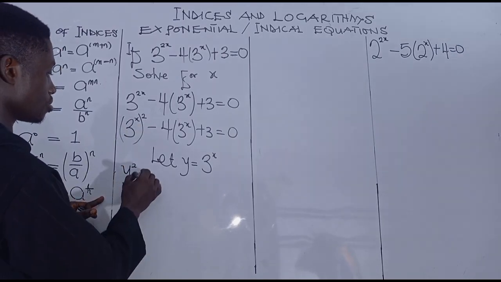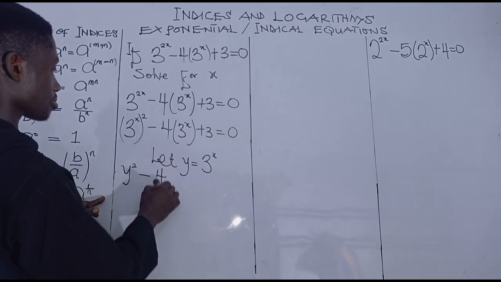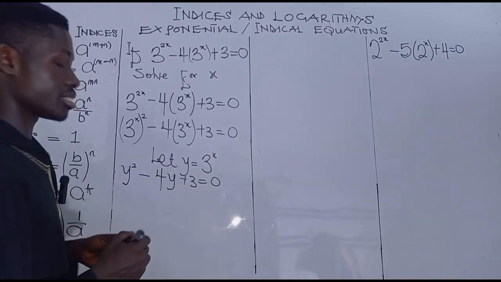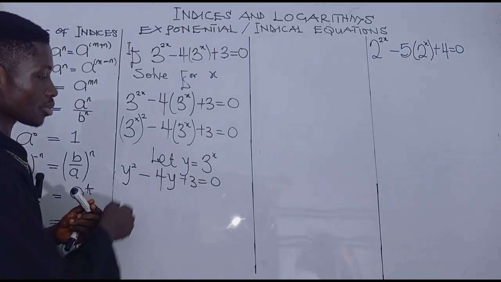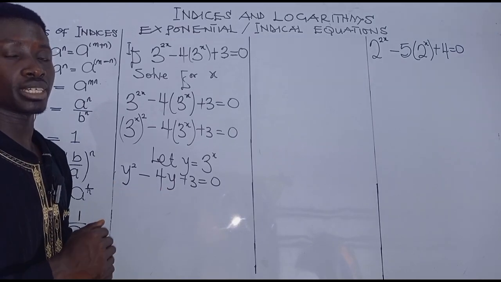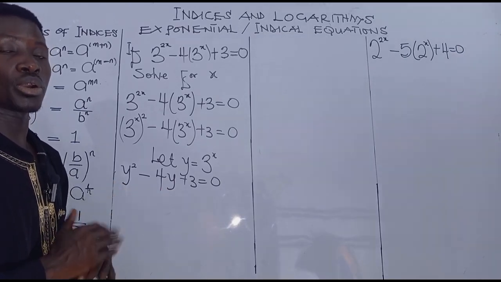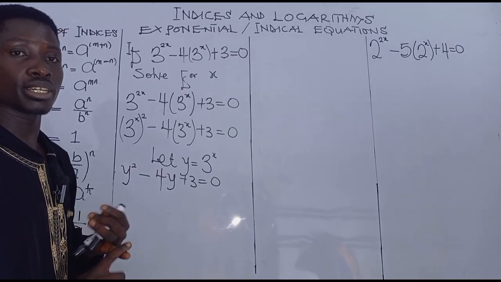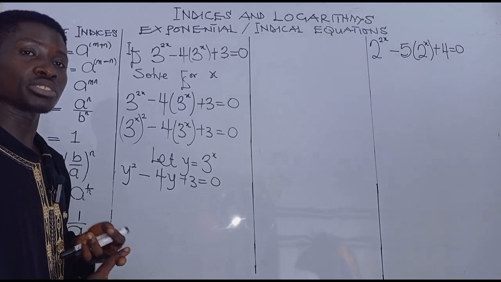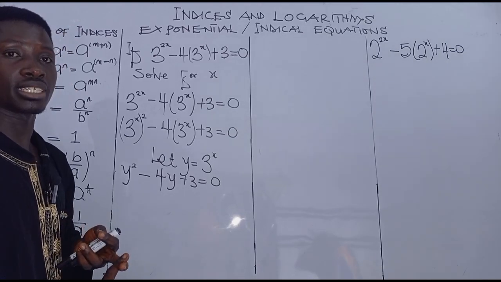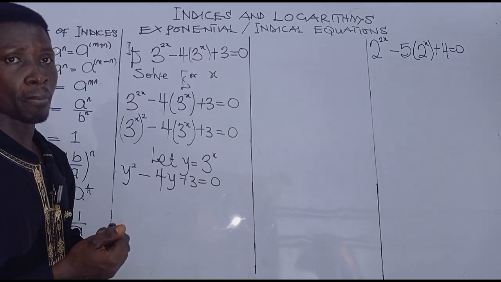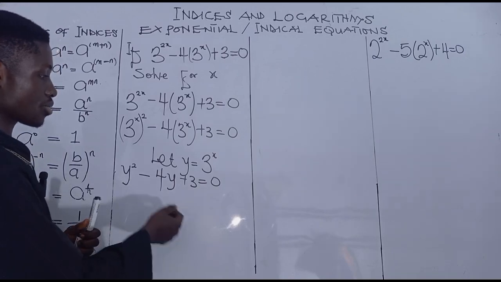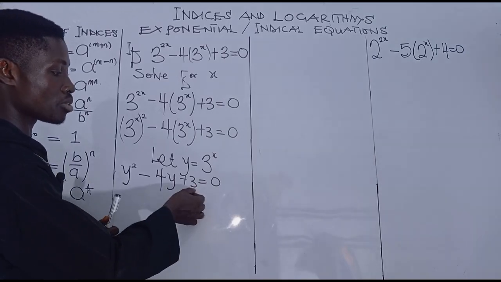So we have y raised to the power 2, minus 4y, plus 3, and that gives us 0. Realize that we are having a quadratic equation. And in solving a quadratic equation, we have so many methods that you can use. You can use completing the square, you can use the quadratic formula, you can use factorization, and you can also use the calculator. So let's use the factorization approach. With the factorization, we are going to find two numbers that when you multiply, we get 3.